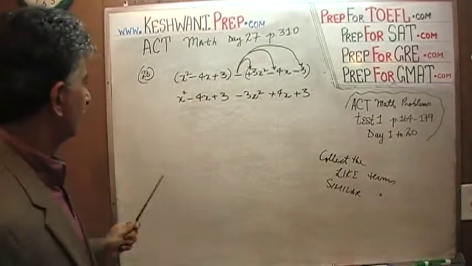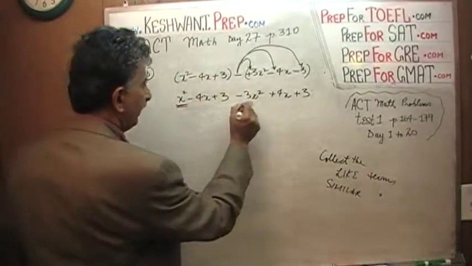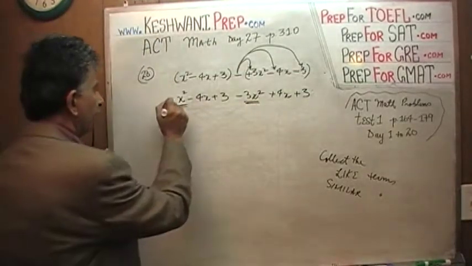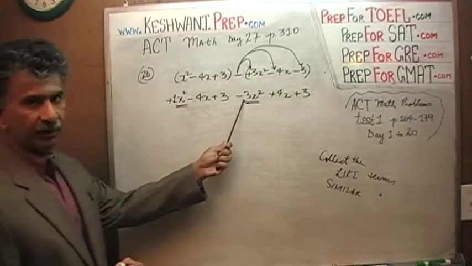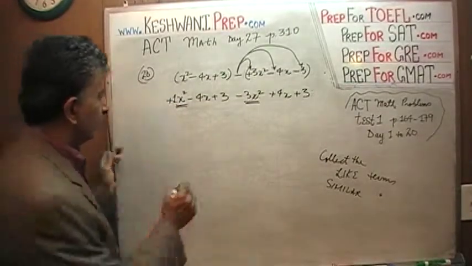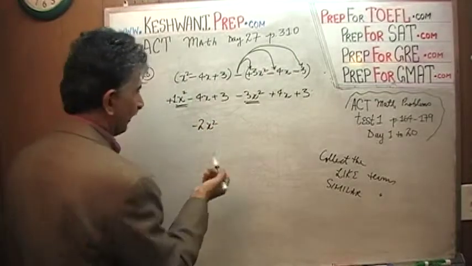We have to collect the like terms. So the like terms are these. Here I see x squared and here I see x squared. Here we have a positive 1x squared and here we have a negative 3x squared. Positive 1 and a negative 3 will be negative 2. Negative 2x squared. That part is done.